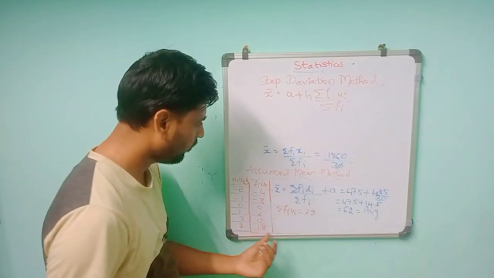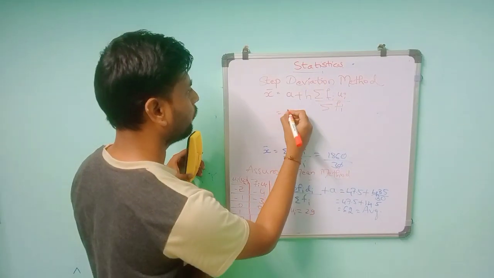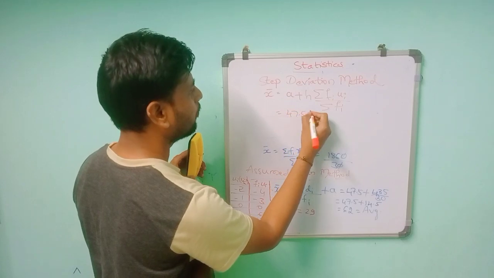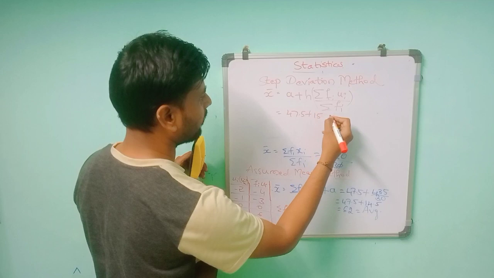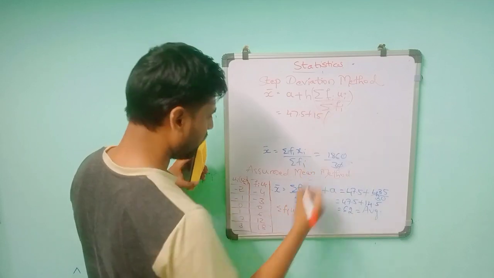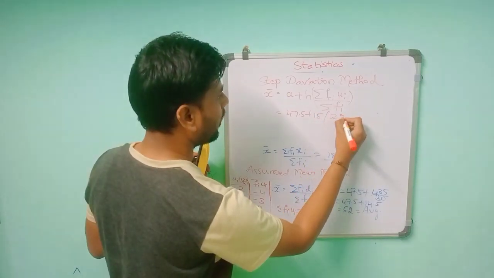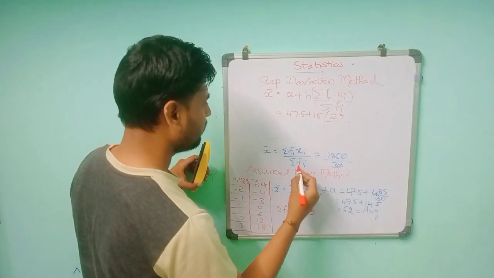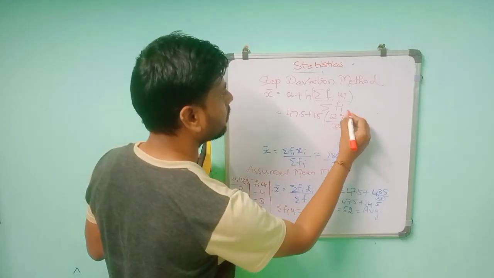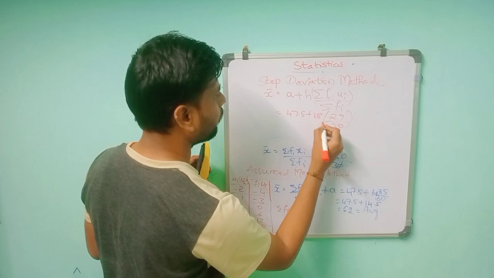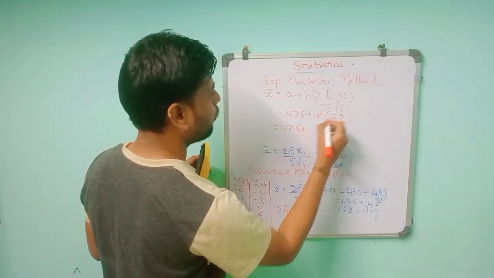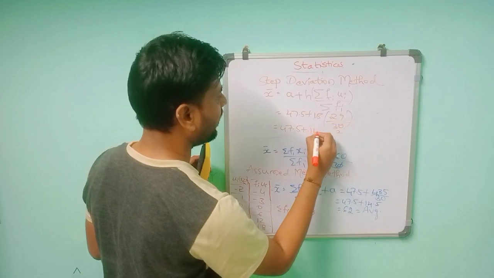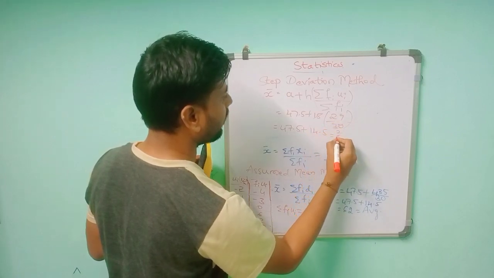So we got the value as 29. Here a is the assumed mean, 47.5, plus h, which is the range of the class interval, that is 15, into sigma fi ui, which is 29, and this whole divided by sigma fi, which is 30. So if you do the calculation, 47.5 plus 15 into 29 by 30, you get the answer.